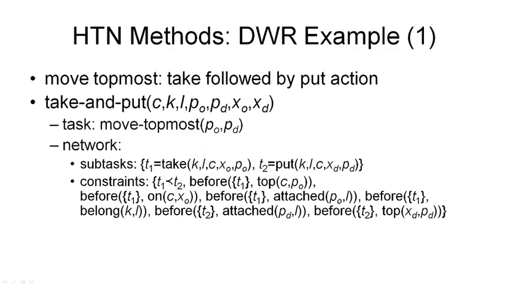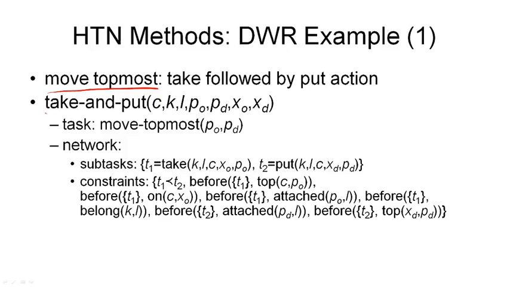So let's look at an example of an HTN method, and again we'll use an example from our DocWorker robot domain, the example we've seen previously as an STN method. We want to move the topmost container from one pile to another, and this is again a take action followed by a put action.